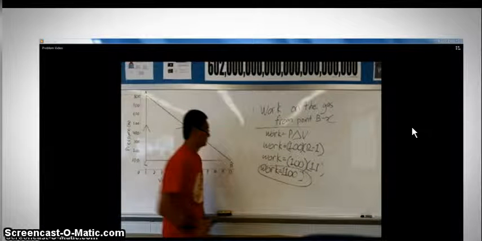Now we need to find the work on the gas from point B to point C. We need to use the work equals P delta V equation since the process is isobaric. The pressure is 100, and to find the change in volume, simply subtract the final and the initial. Now multiply the pressure and change in volume. The work on the gas will be 1,100 joules.